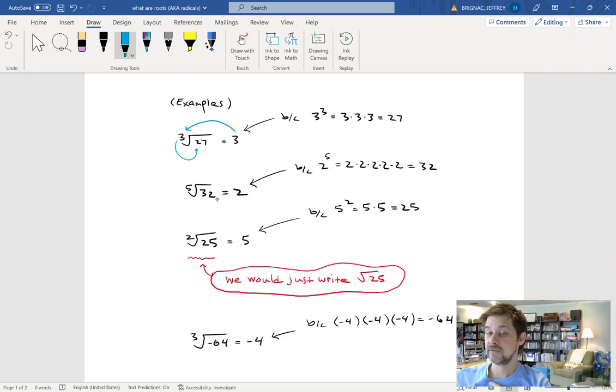The fifth root of 32 is 2. Well, okay, so if I take 2 to the fifth power, then I'll get 32. And it's true, 2 to the fifth power, 2 times 2 times 2 times 2 times 2 is in fact 32. The square root of 25, the second root of 25 is 5. Ordinarily, we would just omit that 2. We wouldn't write it, it'd just be like this. 5 to the second power, 5 times 5, 5 squared is 25, okay?